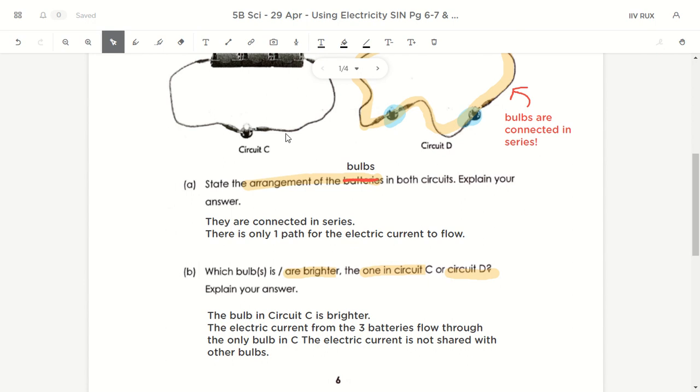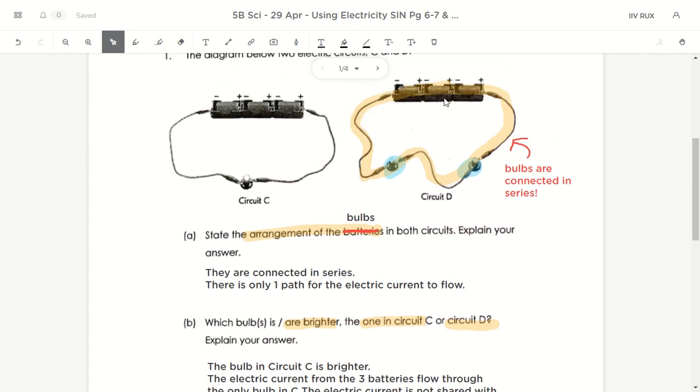Okay, so the idea of sharing is here. The idea of sharing is just a way to understand this, but as you go on higher to secondary school, you will know another way of explaining. So just take it as the electric current is all going through this bulb in C, so it's brighter, while for bulb D, the electric current goes through two bulbs, is being shared, so the electric current going through each of them is lesser, becomes less bright.